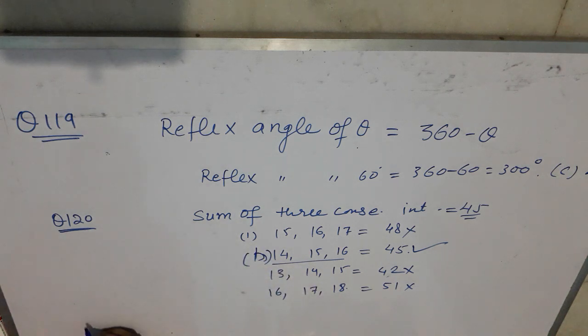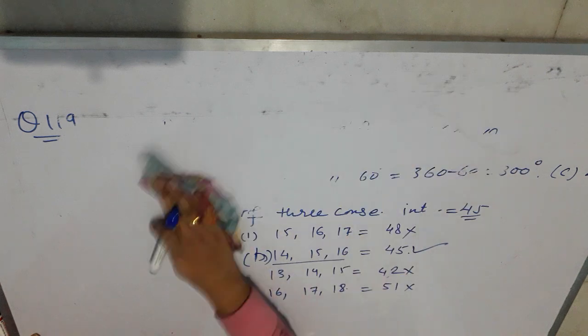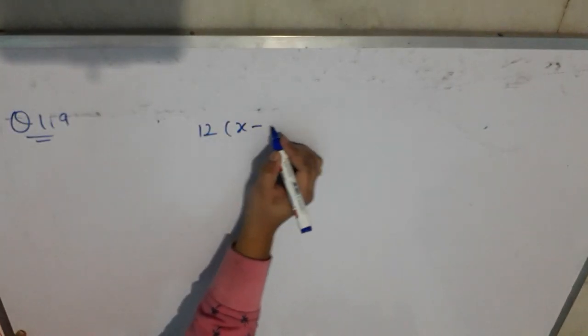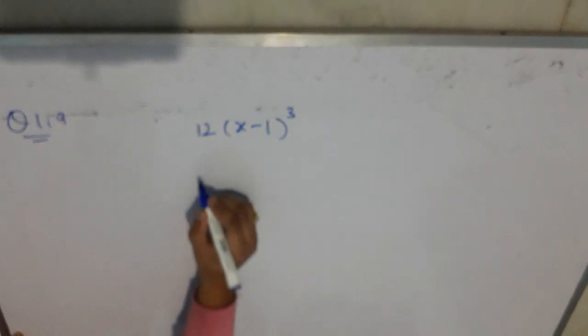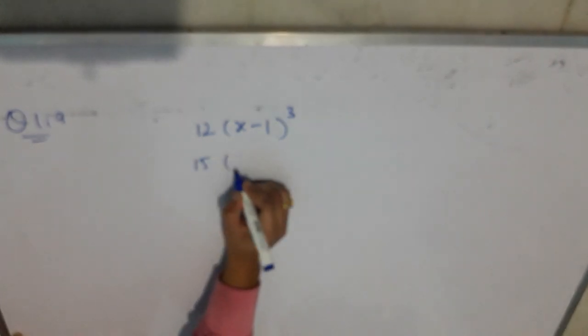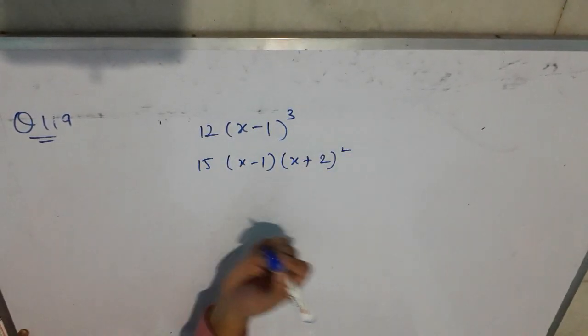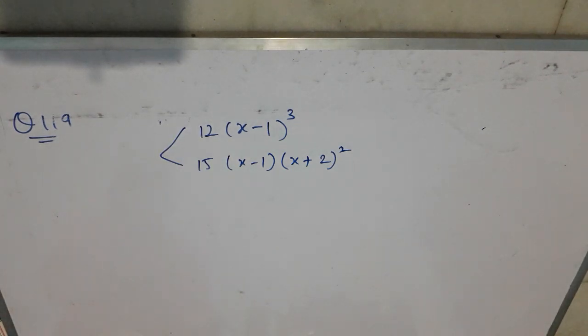Let's move on to the third question, which is 122. In the question he is asking what is the LCM. He has given two numbers in variables: 12 into (x minus 1) whole cube, and the second one is 15 into (x minus 1) into (x plus 2) whole square, and you have to find the LCM of both the numbers.